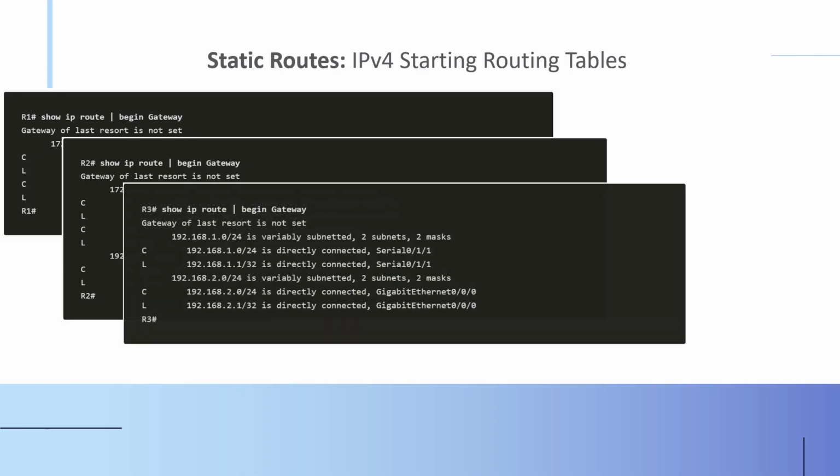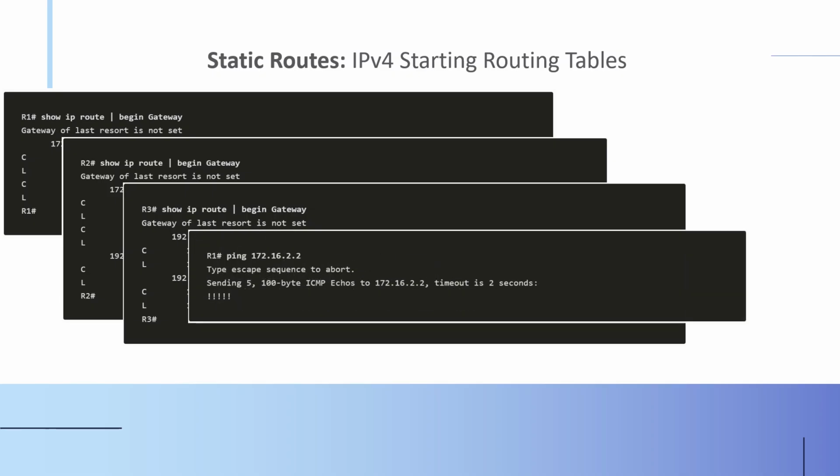Similarly, we can see that router 2 shows only the directly connected networks. And again, router 3 in its IPv4 routing table is showing only directly connected networks. And we know that directly connected networks are added to the routing table as soon as we configure the interface of the router with an IP address and the interface is active.